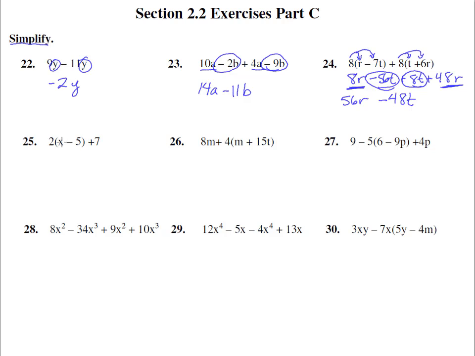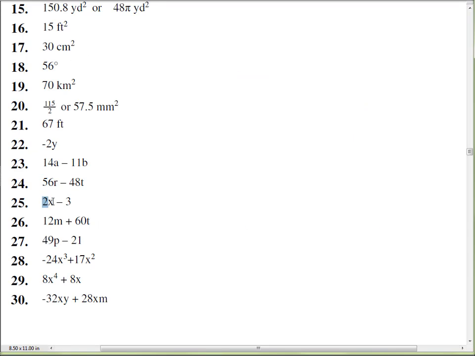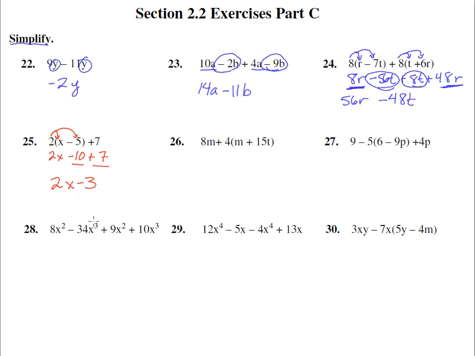Number 25. 2x minus 5 plus 7. These are in parentheses, but they cannot combine because they are not like terms. This one's a number, that one's a letter. So we've got to distribute. And we then have 2x minus 10 plus 7. The x there, we only have one set of x's, so that they are by themselves, but the negative 10 and the plus 7 can combine, and so we get 2x minus 3. Let's check. And yes, 2x minus 3. We also note that it could be written negative 3 plus 2x.